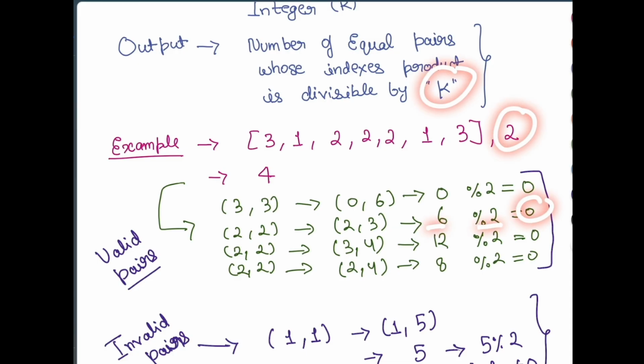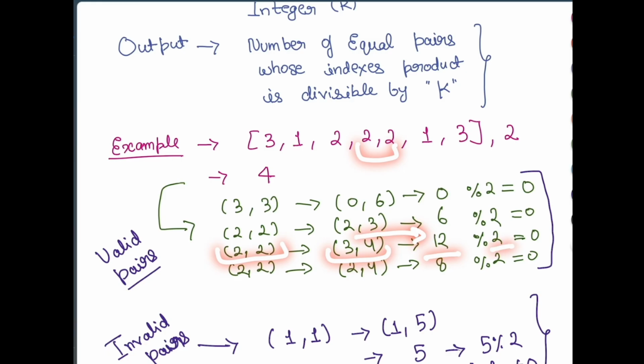So 6 mod 2 is equal to 0. From here I can say that this pair is also valid, which is at index number 2 and index number 3. Now I can take 2 more numbers and form a pair 2, 2, which is at index number 3 and index number 4. So the elements at 3 and 4 are 2 and 2. So you can form a pair, and the product of 3 and 4 is 12.